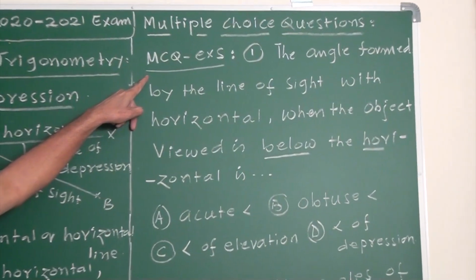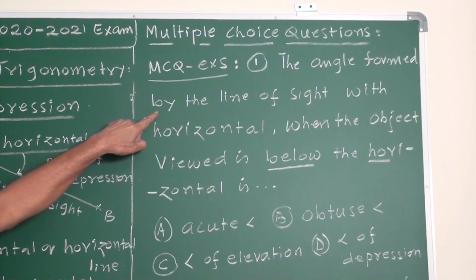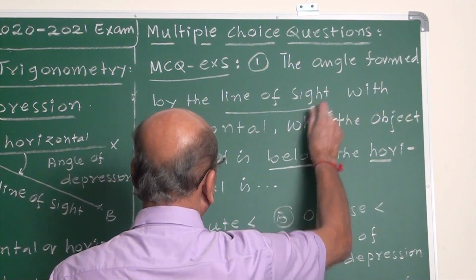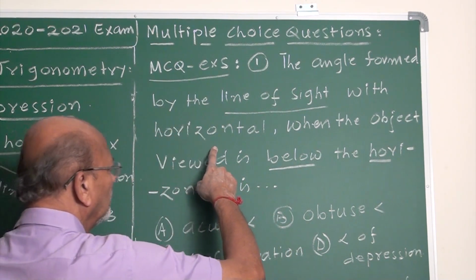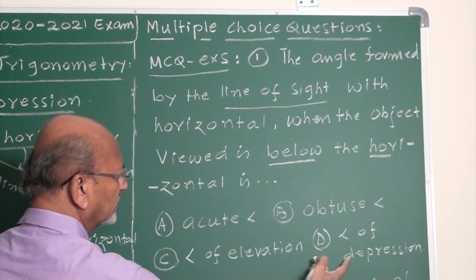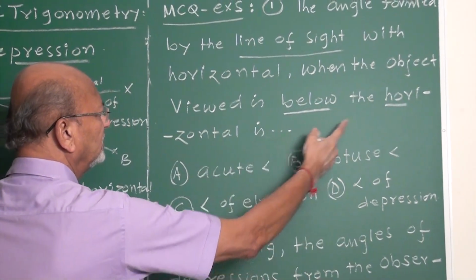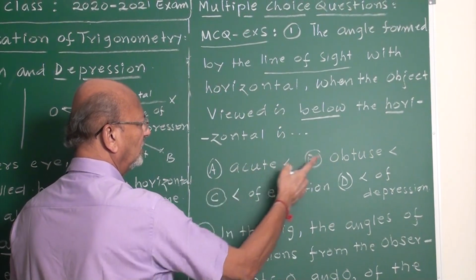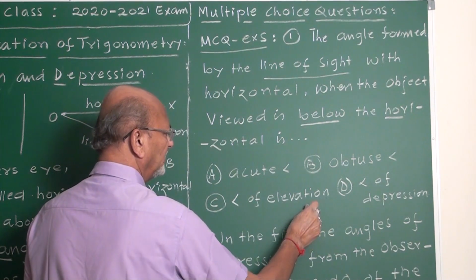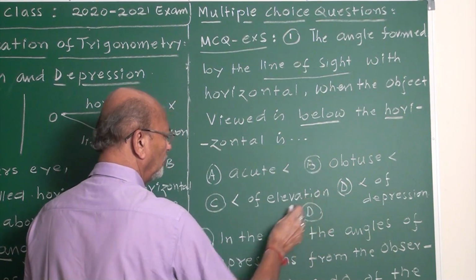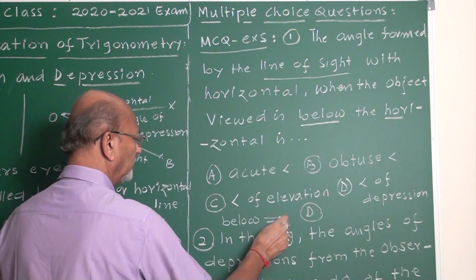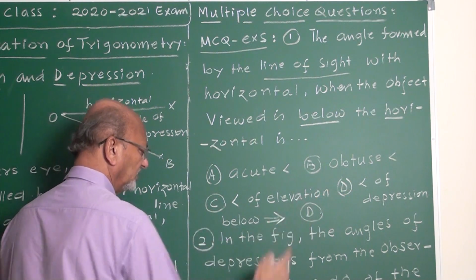First question, MCQ example number 1. The angle formed by the line of sight with the horizontal when the object is viewed below, below means what? Angle of depression. Below the horizontal is dash. Acute angle, obtuse angle, angle of elevation, angle of depression. Directly, my friends, below means what? Below means angle of depression. Below implies angle of depression, that is D.